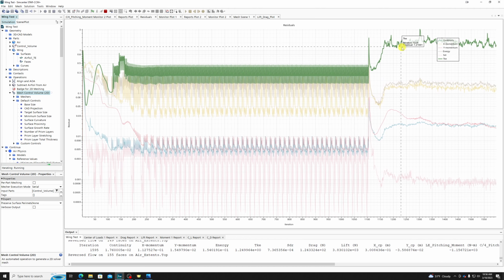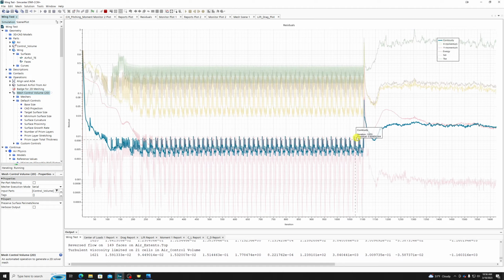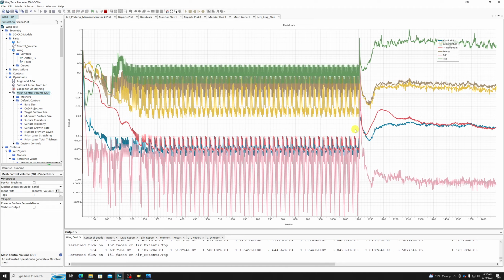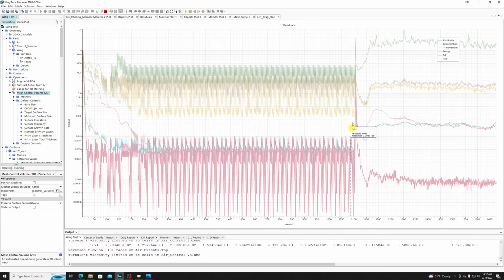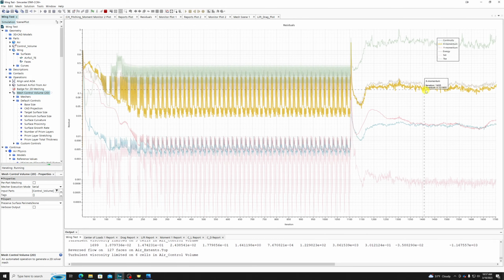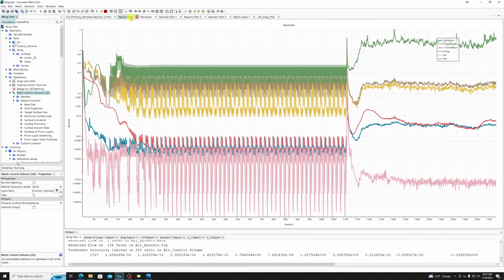Except for this green one. This green one's kind of way up there. But notice how they're oscillating up and down a lot less. This is also a really bad sign. You don't want them oscillating vertically a whole lot. You want them to be as close to a flat line as you can get it.